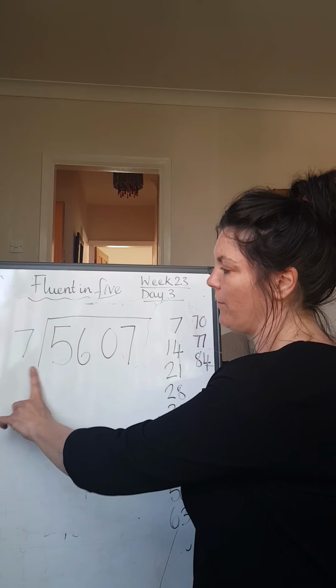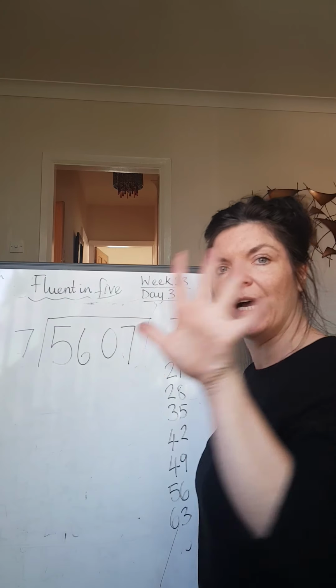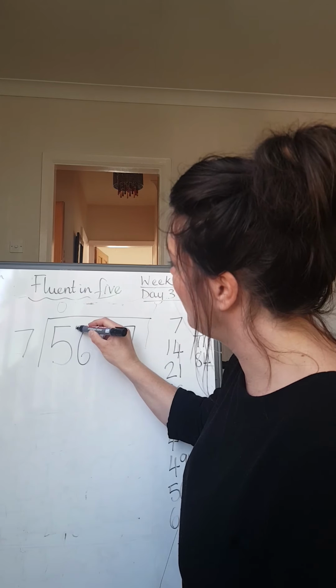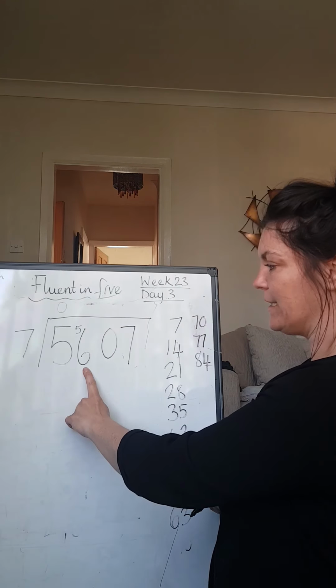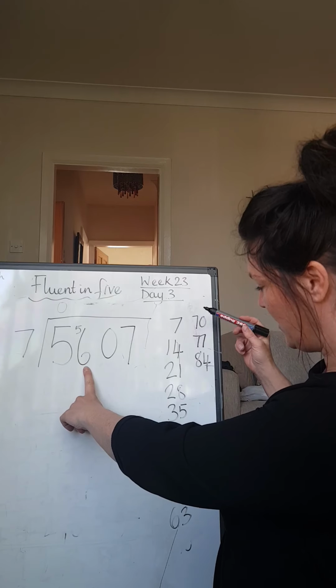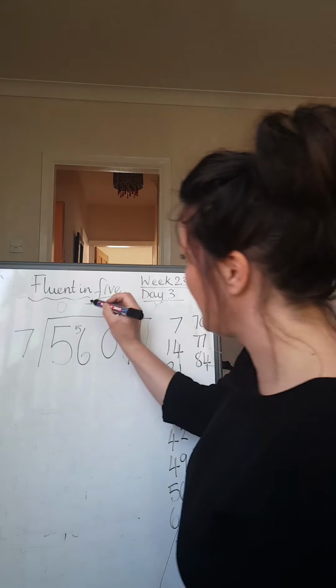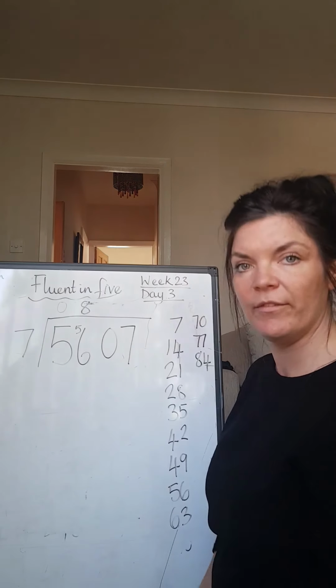Let's work through it. How many 7s can I get from 5? No 7s. Carry the 5 across. How many 7s can I get from 56 or fit into 56? 1, 2, 3, 4, 5, 6, 7, 8. 8 exactly. 8 goes on the top of the bus stop.